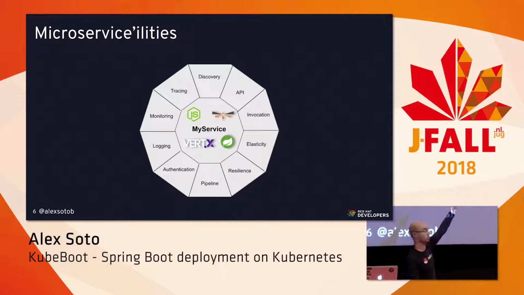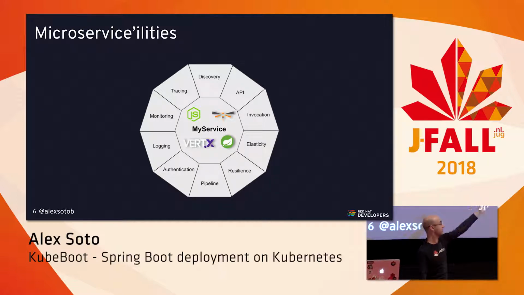For example, there is discovery. We need to know how to discover each of the services. There is the API, which defines how we connect with this service. There is invocation, how we invoke other services. There is the elasticity, right? What's happening if we have a large amount of traffic during, I don't know, several hours? Then we need to scale our services up and down. There is resilience, what's happening if my service goes down. I need to be able to recover quickly and automatically.